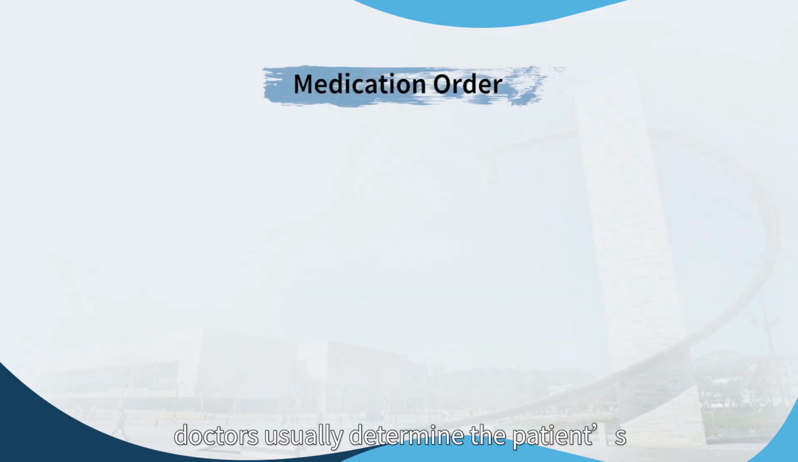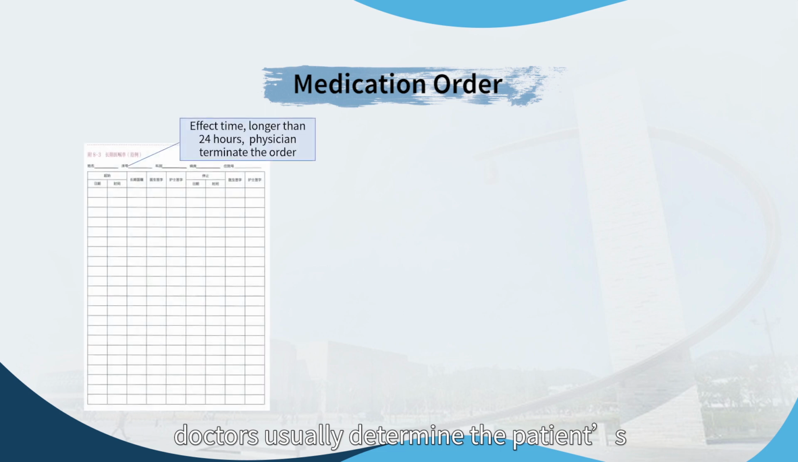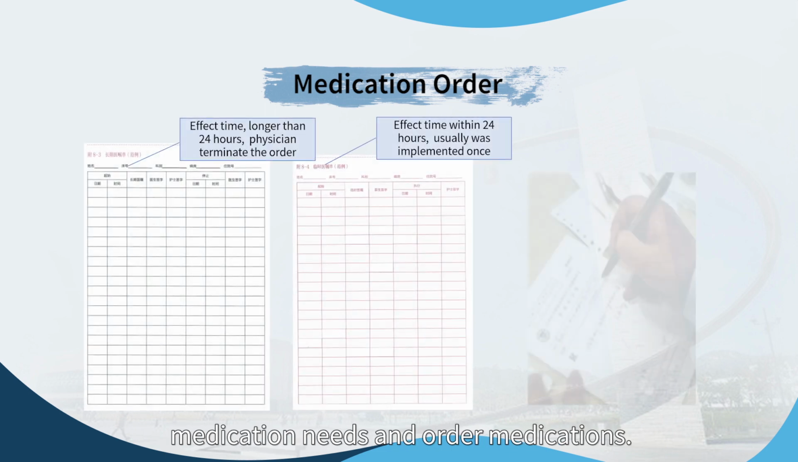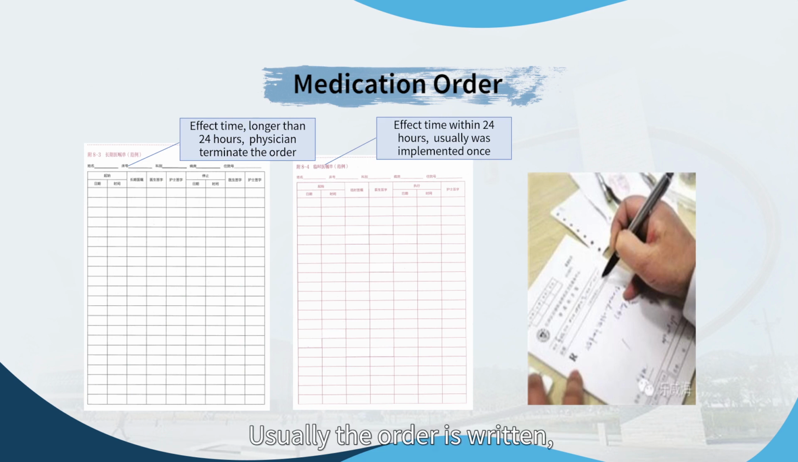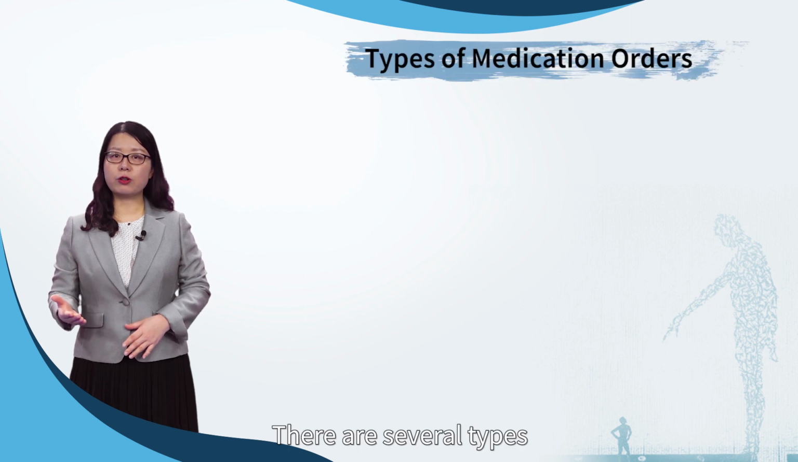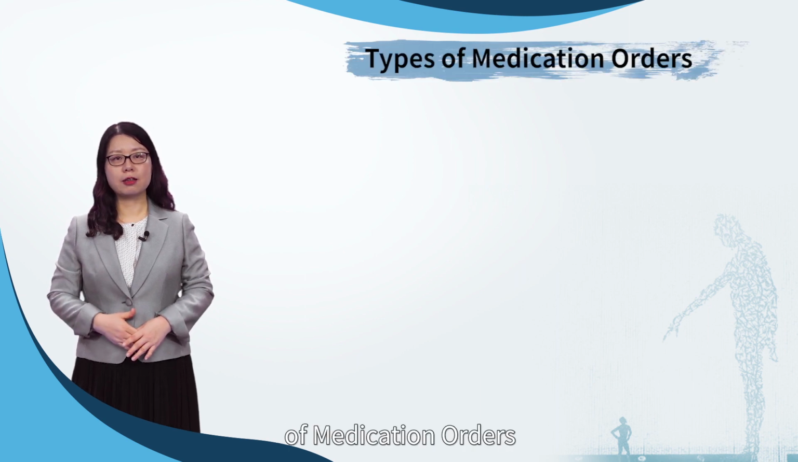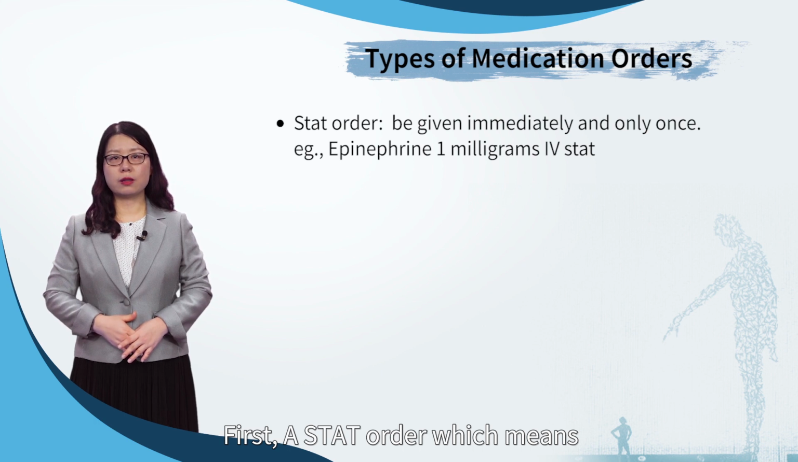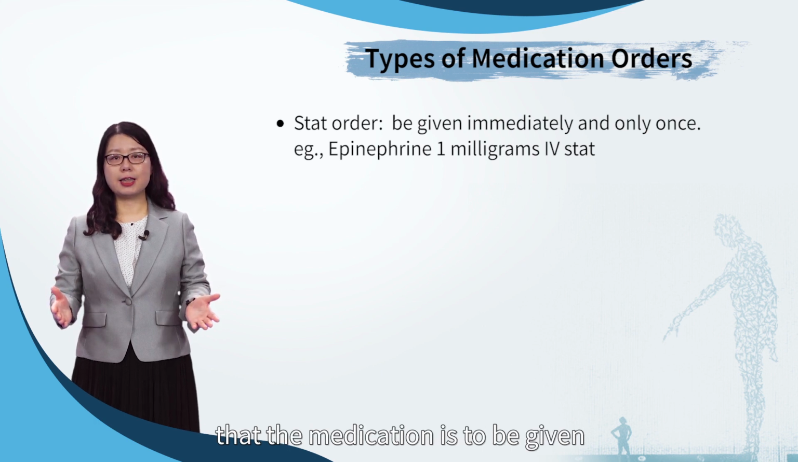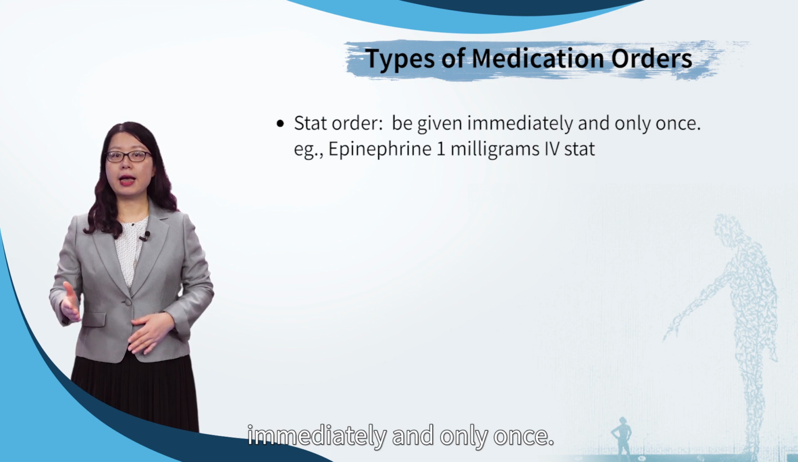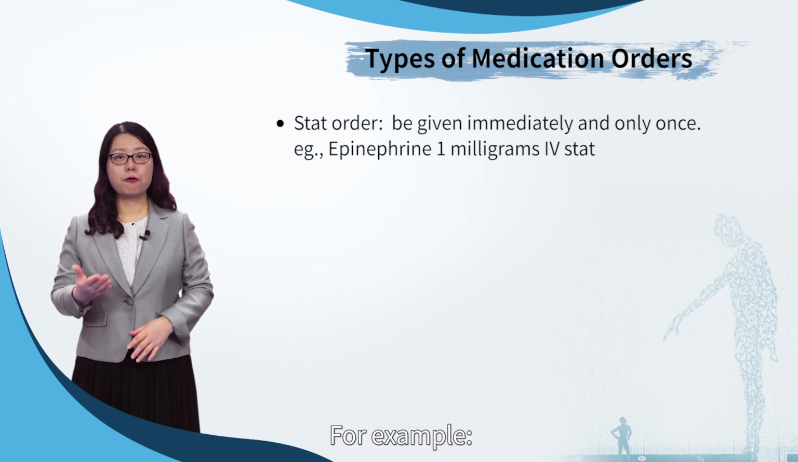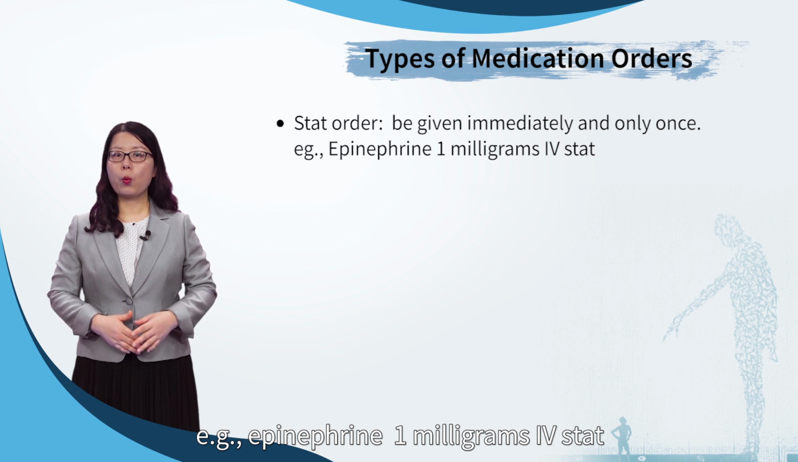In China, doctors usually determine the patient's medication needs and order medications. Usually, the order is written. For verbal orders, the nurse must follow the policy of the hospitals. There are several types of medication orders. First, a start order, which means that the medication is to be given immediately and only once. For example, epinephrine 1 mg IV start.